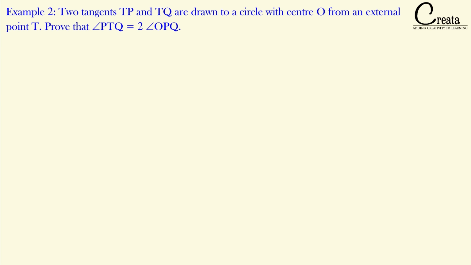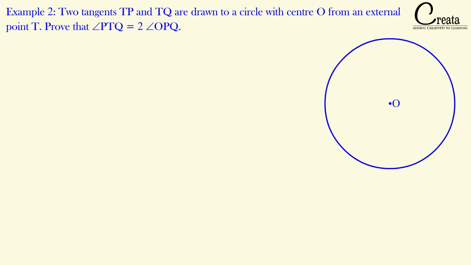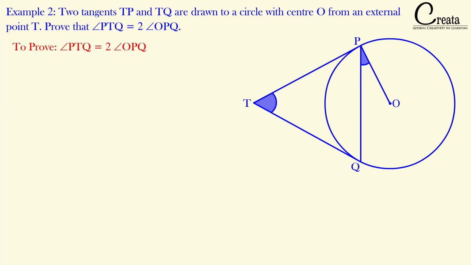This question is talking about a circle. Let's have a circle which is having two tangents, tangent TP and tangent TQ. Here point T is the external point and we are having two tangents TP and TQ. It means point P and Q are the point of contact. Further, OP is the radius. In this question, we have to prove angle PTQ, this angle, is equal to twice of angle OPQ, this angle.